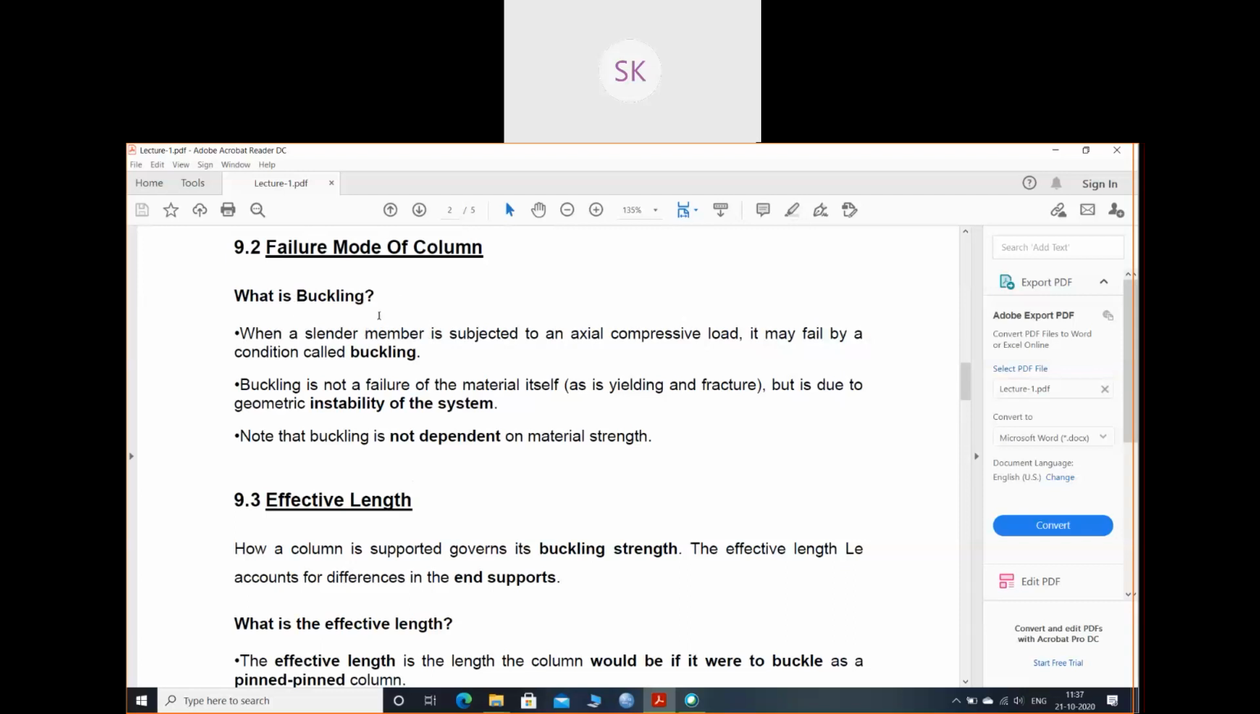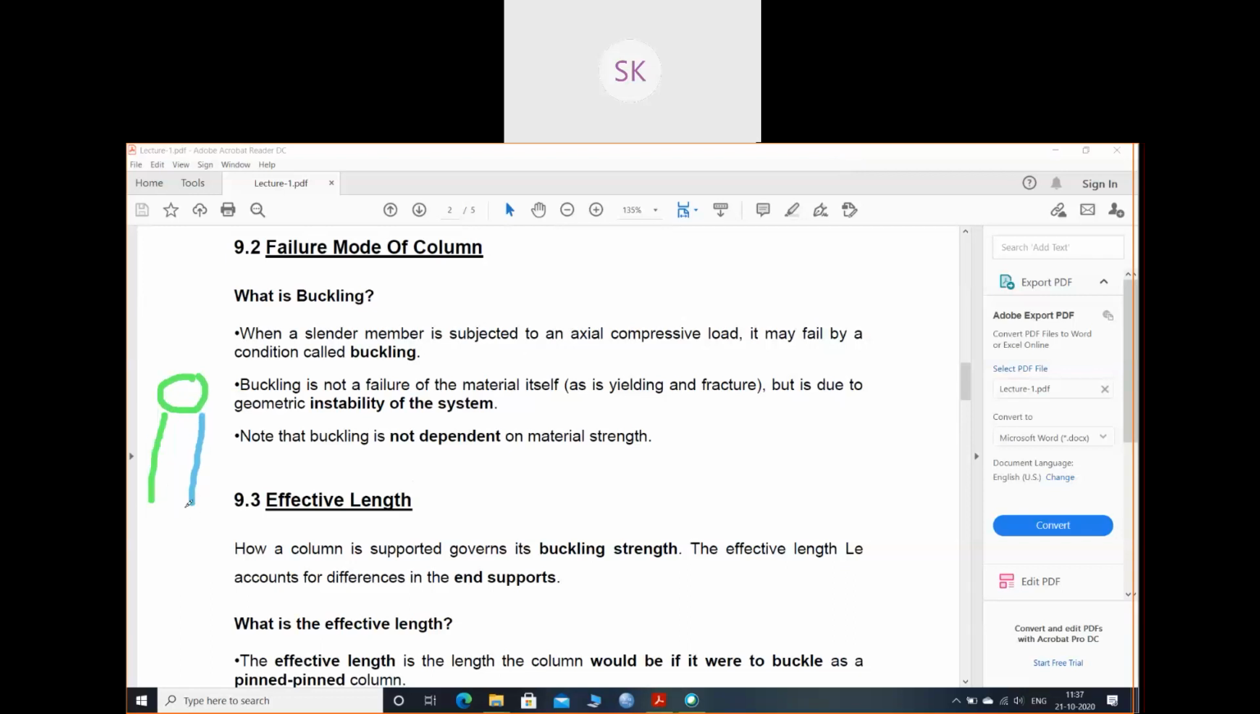Suppose we are asked to find the buckling of a slender member, or somewhere this slender member is used; it is also referred to as a column. When a slender member is subjected to an axial compressive load, it may fail by a condition called buckling. Now it is talking about the axial load. So this is my column.